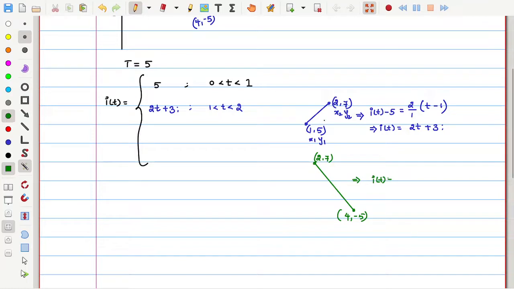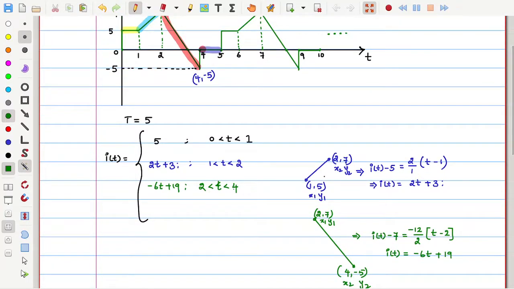This line's corresponding equation: y minus y1 is equal to m, that is minus 5 minus 7, minus 12, times x minus x1. Try to find these equations in this way. We will get I of t is equal to minus 6t plus 19. This is valid over 2 less than t less than 4, right? Then what about 4 to 5? For 4 less than t less than 5, it is 0. So now I have the given waveform completely in mathematical representation.